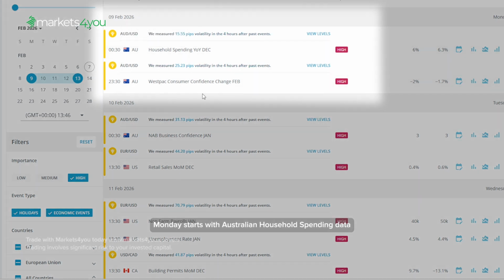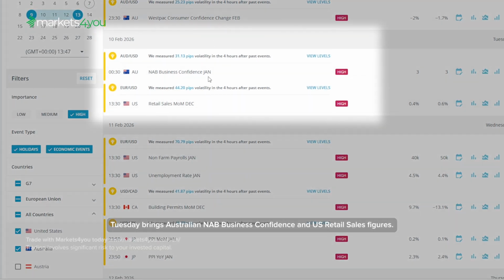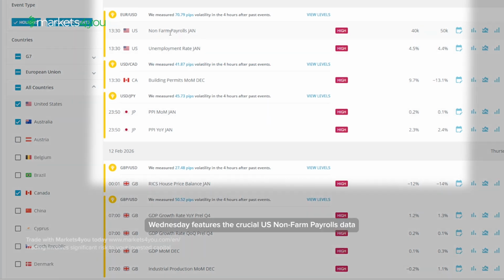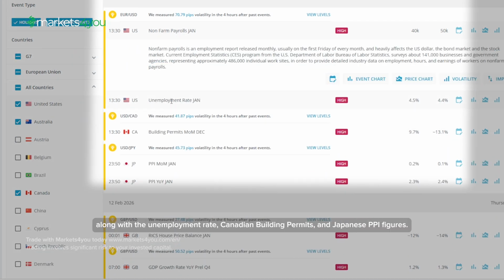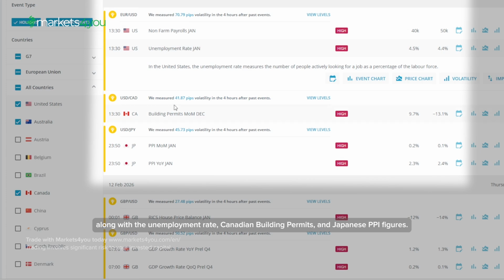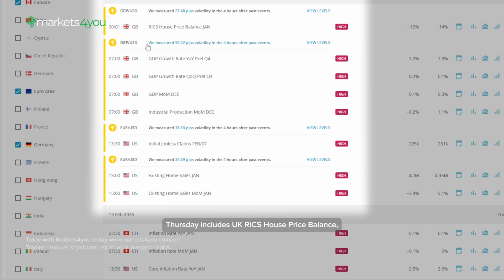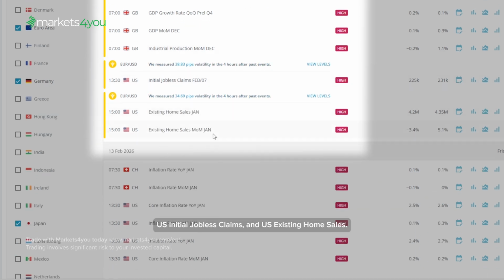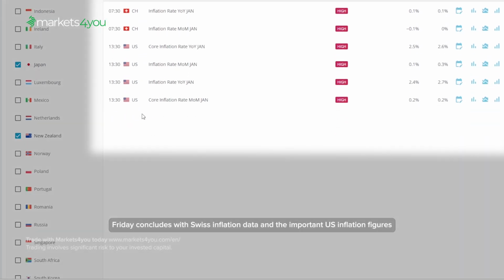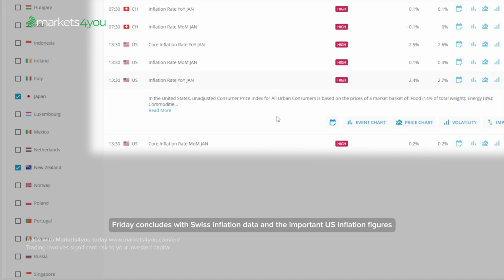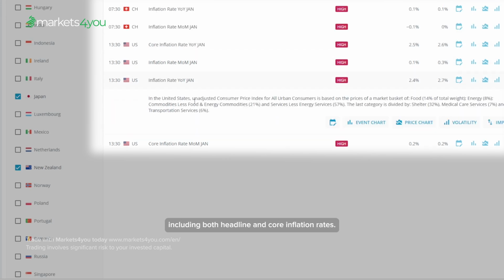Monday starts with Australian household spending data and Australian Westpac consumer confidence change. Tuesday brings Australian NAB business confidence and US retail sales figures. Wednesday features the crucial US Nonfarm Payrolls data along with the unemployment rate, Canadian building permits, and Japanese PPI figures. Thursday includes UK RICS house price balance, UK GDP figures including quarterly and monthly readings along with industrial production, US initial jobless claims, and US existing home sales. Friday concludes with Swiss inflation data and the important US inflation figures including both headline and core inflation rates.